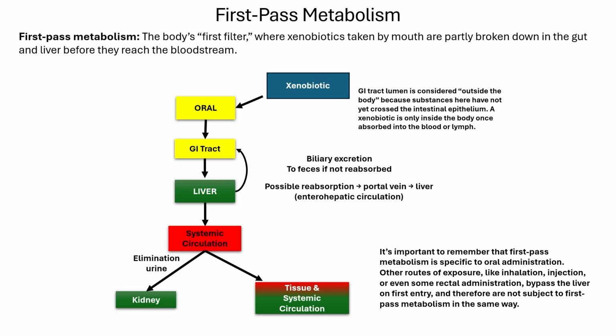What is most important to remember is that first pass metabolism applies mainly to oral exposures. Other routes like injection, inhalation, or even rectal absorption sometimes bypass the liver on first entry and therefore are not subject to first pass metabolism in the same way.